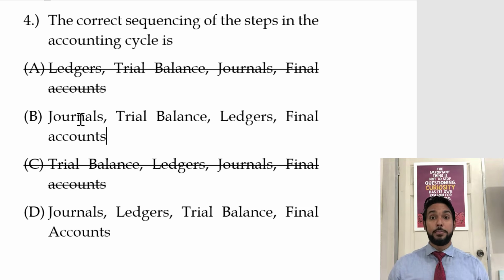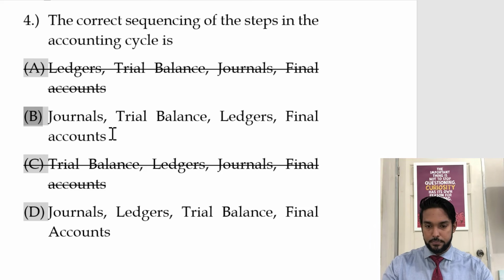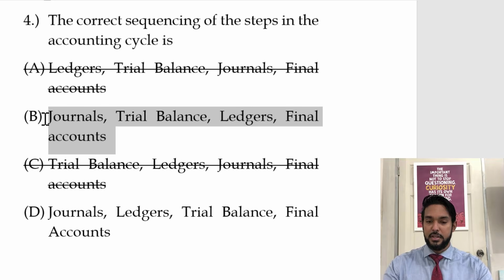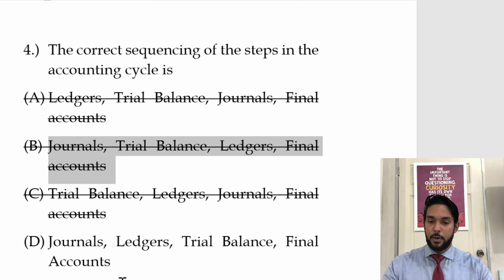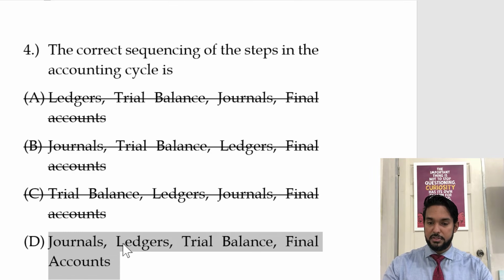Now, after journals, we post to the ledgers. The ledgers are the books of T accounts. And after we post the ledgers, we balance off and extract a trial balance. After we have our trial balance, you do your adjusting and your closing entries, and then you have your financial statements or final accounts. So after journals is ledgers. So option B is definitely out, which leaves option D as the only correct answer. Journals, ledgers, trial balance, and then final accounts.